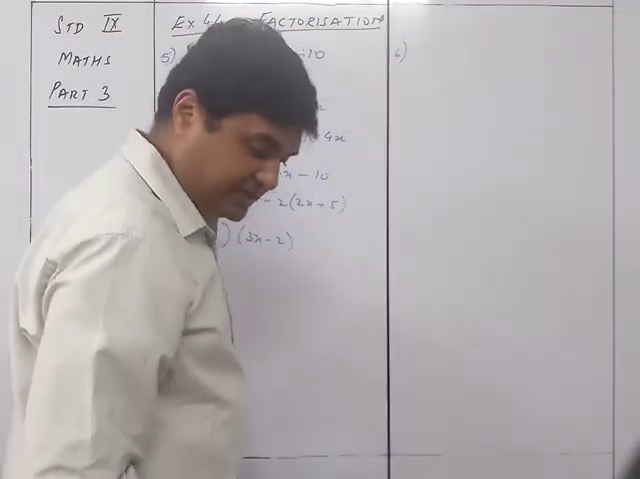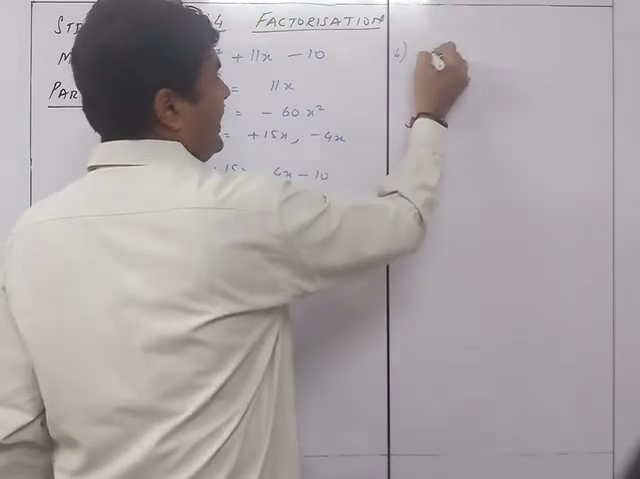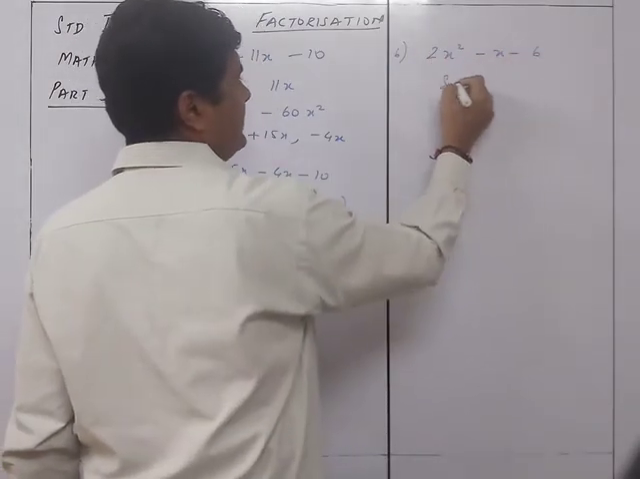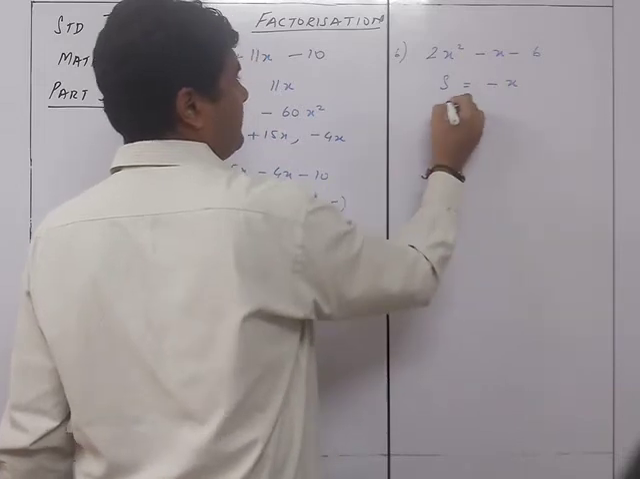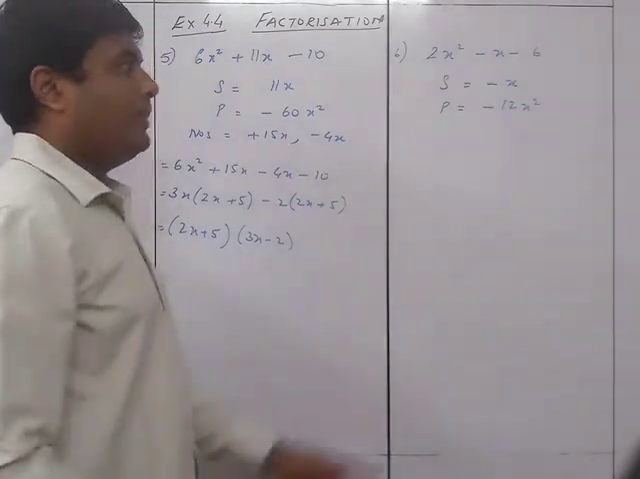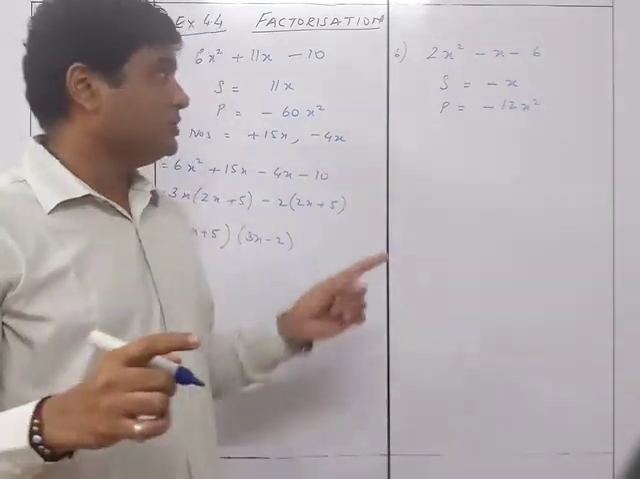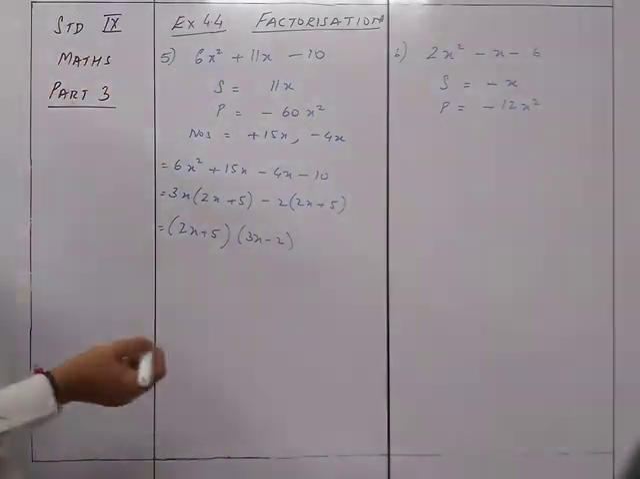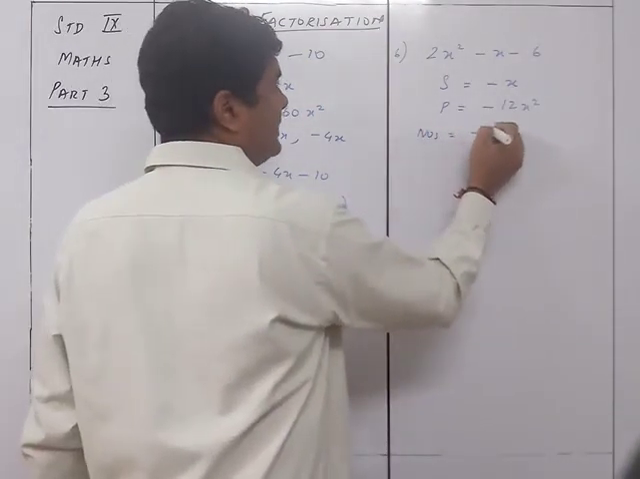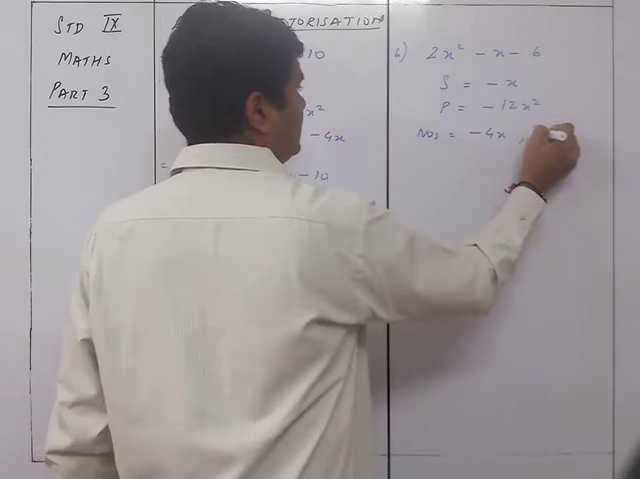Okay, sum number 6 is 2x square minus x minus 6. So the sum is minus x and the product is minus 12x square. Minus है यानी एक बड़ा एक छोटा, so automatically what will take 12 है तो it will be 4 and 3. So the numbers are going to be minus 4x and 3x.